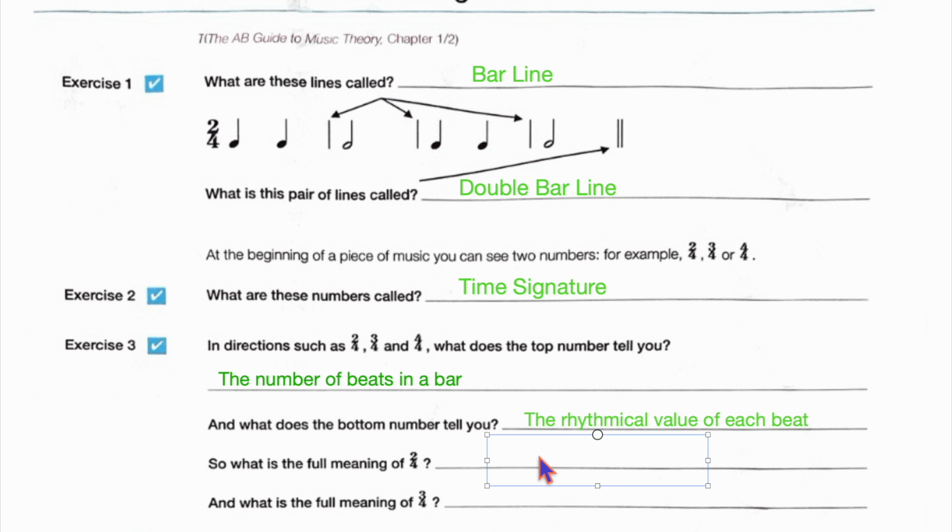Next, what is the full meaning of 2/4? 2 crotchets in a bar. 3/4, full meaning. 3 crotchets in a bar.